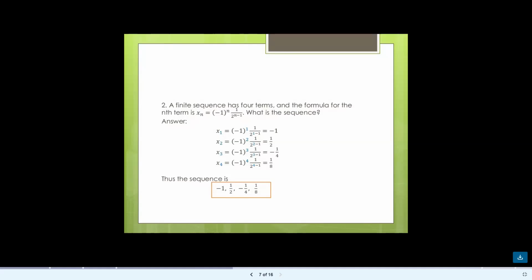This is another one. It's a finite sequence. They want 4 terms, and you're given the formula here. And this is a good example of what we call an oscillating and converging sequence. You notice that? You go -1, that's -1. Notice the sign, right? Then you go to half, and you go back to -1/4, and you come back to 1/8, and so on, right? If you were to go on, it's actually getting smaller and converging.